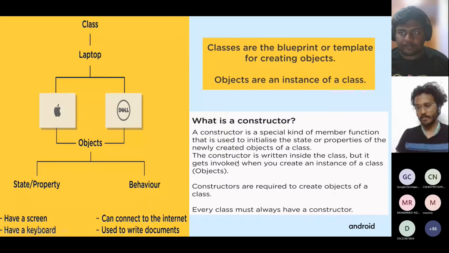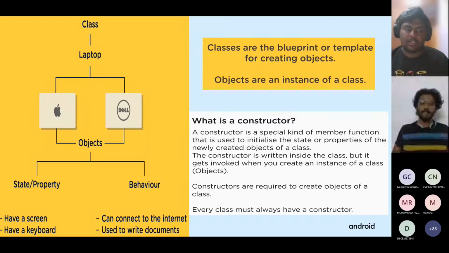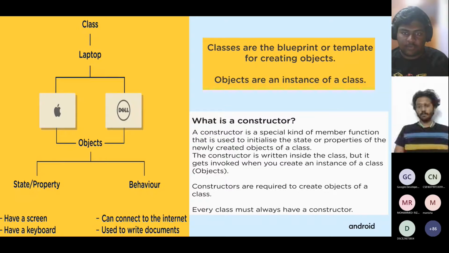I'll stop my screen share. I already stopped. Okay, all right. So classes are the blueprint of a template. That means classes are the combinations of different objects. An object is an instance of a class.